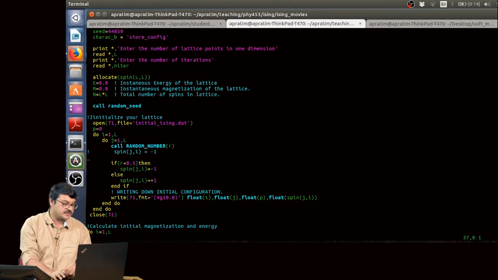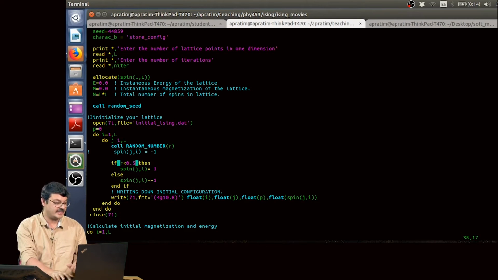So, if r is less than 0.5, then you say okay, give the value to the spin variable spin(j, i), one particular lattice site, where i and j are varying, do i equal to 1 to L, do j equal to 1 to L.